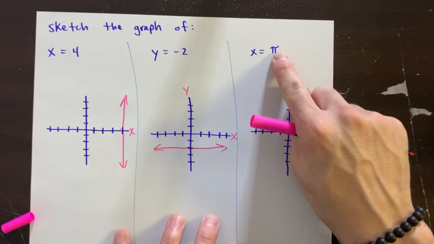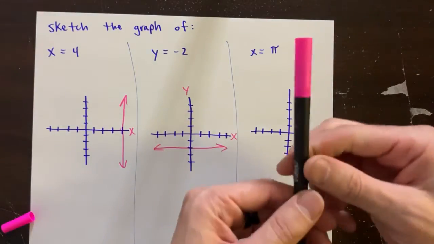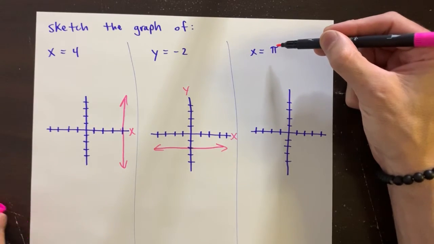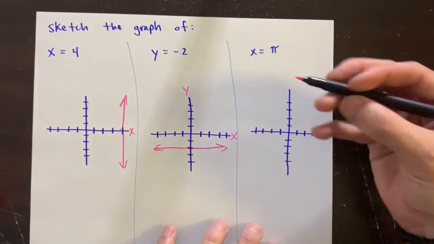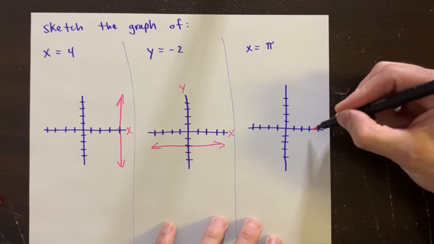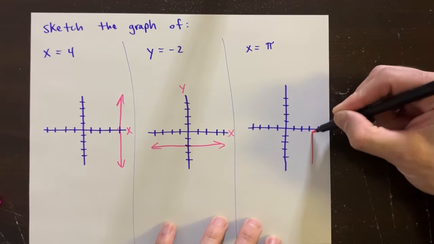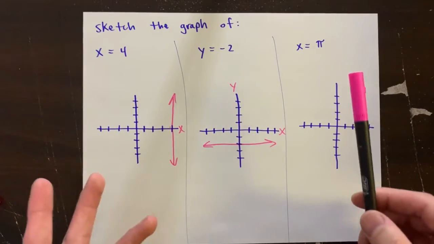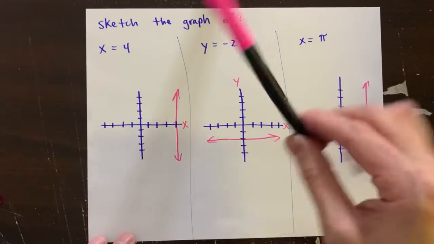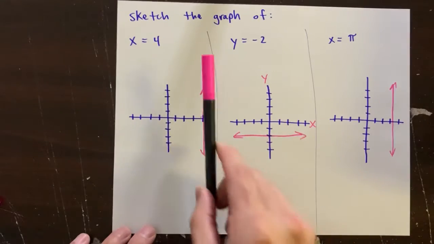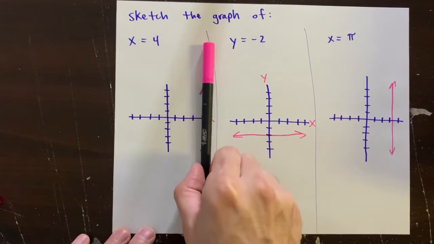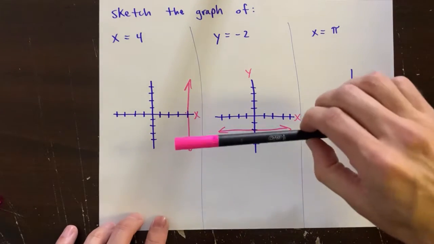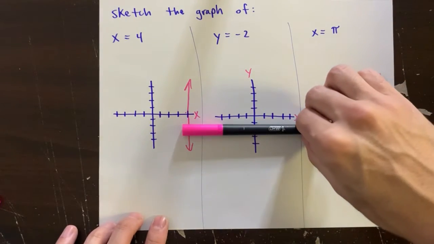X equals pi. Well, given that it's x, we're prepared to draw a vertical line. And since it's pi, pi is famously a number that's a little bit bigger than 3. And so maybe something to this effect here would be sufficient. So there it is. That's how you graph the equation of a line that is either perfectly vertical or perfectly horizontal, where a vertical line has an undefined slope, and a horizontal line has a 0 slope.